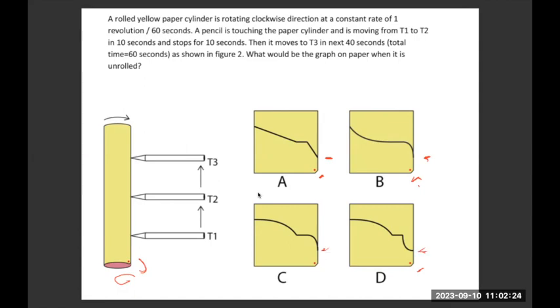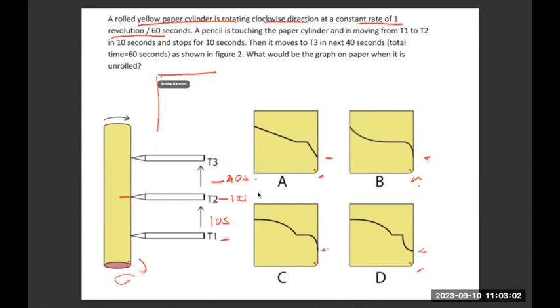What it says is this yellow colored paper is rotating clockwise at a constant rate of 1 revolution per 60 seconds. The pencil is touching the paper cylinder and moving from T1. T1 is the starting point. It moves from T1 to T2 in 10 seconds. It stays at T2 for 10 seconds, which is constant, which means there will be a single line. And then it moves from T2 to T3 in 40 seconds.